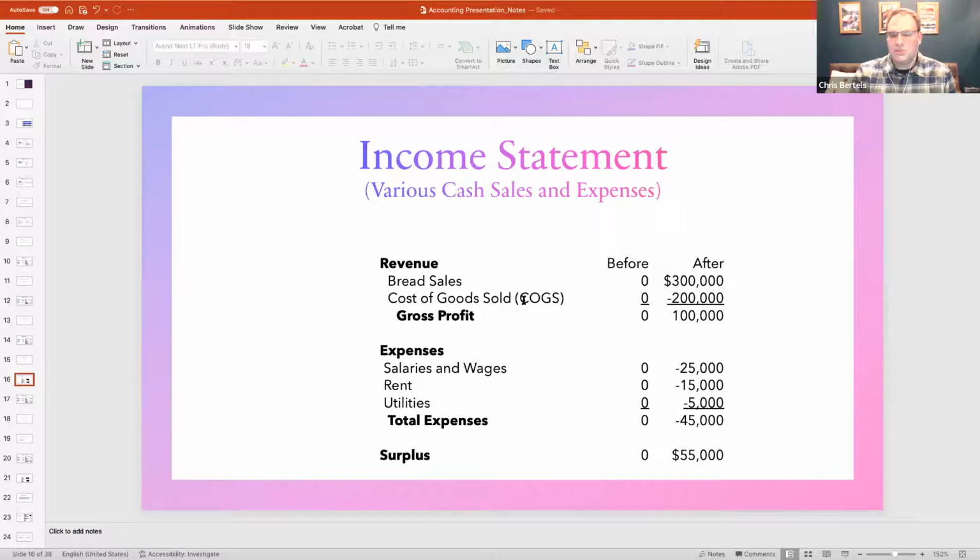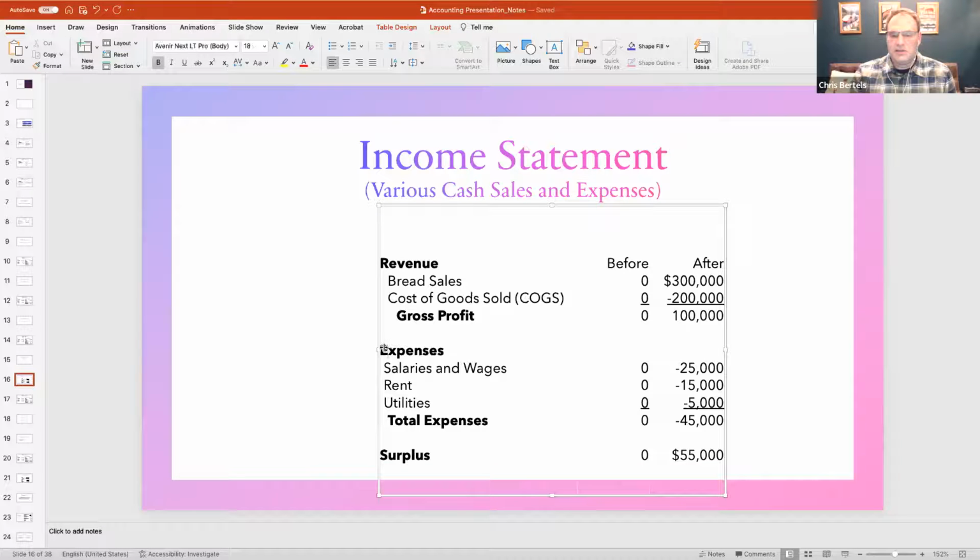Cost of goods sold, it's often just summarized as COGS, but that's sort of like a special expense. And in this context, that would be the ingredients that they use to bake the bread. So after subtracting out, there's a gross profit of $100,000. So that's essentially what you would call the surplus just from the sale of the bread before the supporting expenses like salaries.